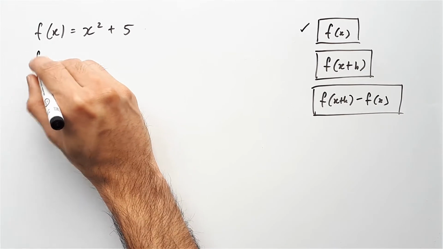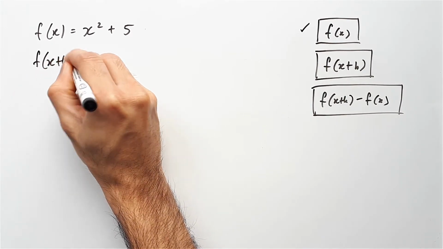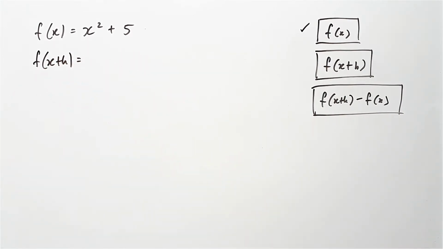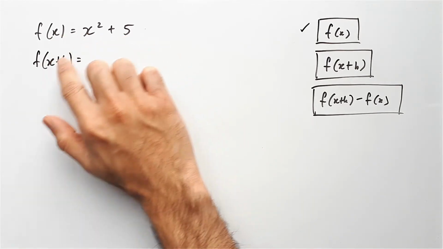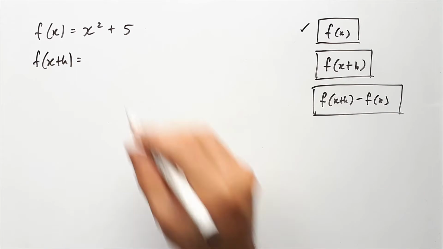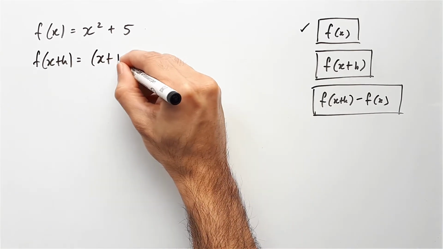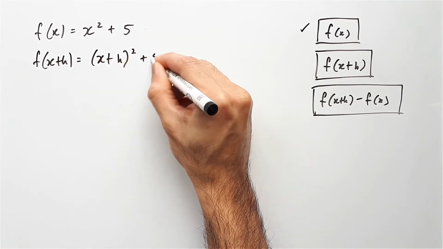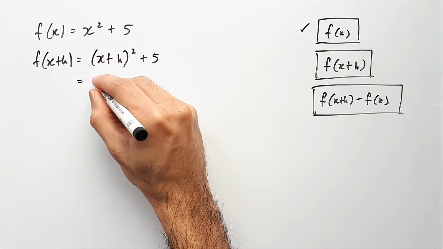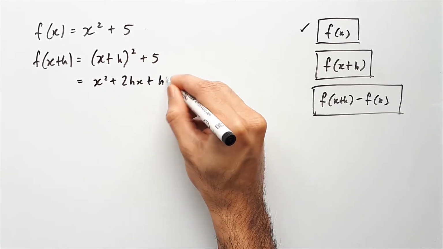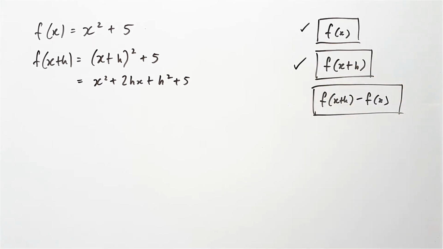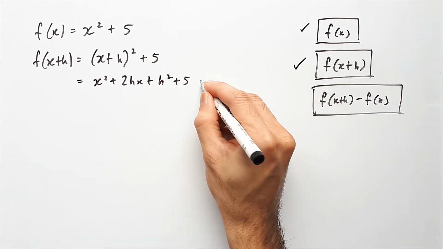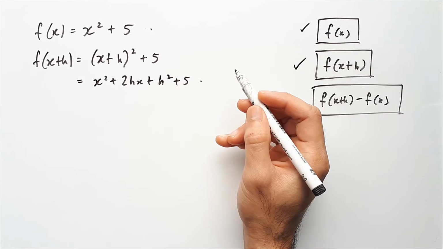The next thing we need to find is f of x plus h, and this is where our function knowledge comes in. Basically, wherever there is an x in the rule, we are now replacing that for x plus h. And so this would become (x plus h) squared plus 5. If you expand that, you will get x squared plus 2hx plus h squared plus 5. So we can tick f of x plus h off the list, and now we just need to subtract this expression from this expression up here.